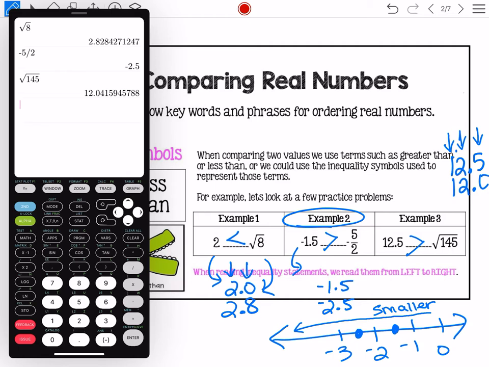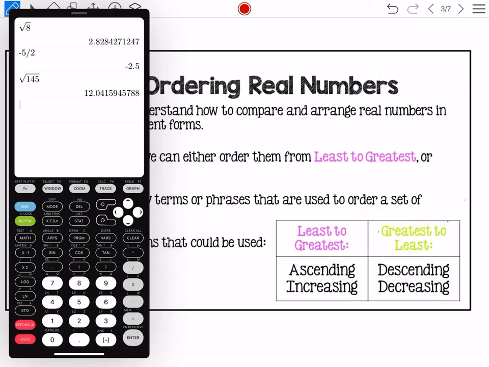Okay, so again, remember guys, keep your calculators handy. Make sure that your numbers are in the same form before you decide to compare. And if they're negative, be very careful with those. Again, remember, the further you are from 0, the smaller you are. Okay, so moving on. Okay, so let me get this out of the way.